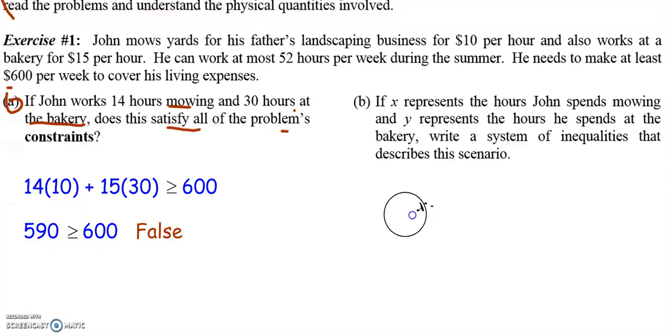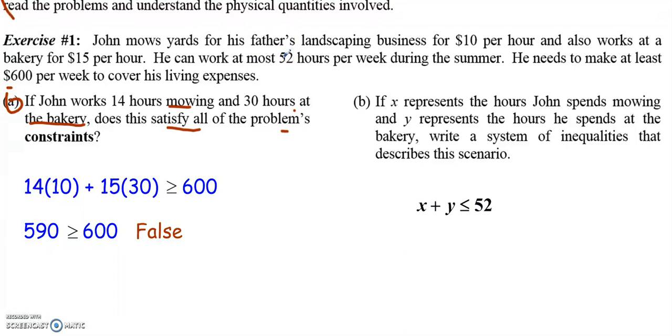So for my first equation, I have something like this. X plus Y has to be less than or equal to 52. Because remember, X represents just the hours John works mowing, and Y represents the hours he spends at the bakery. And remember, it says that if you were to take those hours and add them up, his mowing and his bakery hours, at most he could work 52 hours. So he can't go more than 52. 52 is the most, but he can work less. So that's why this is an inequality. It doesn't say he has to work 52.